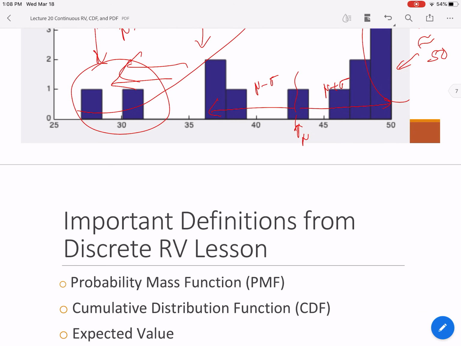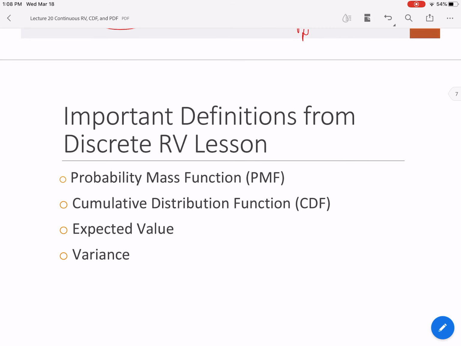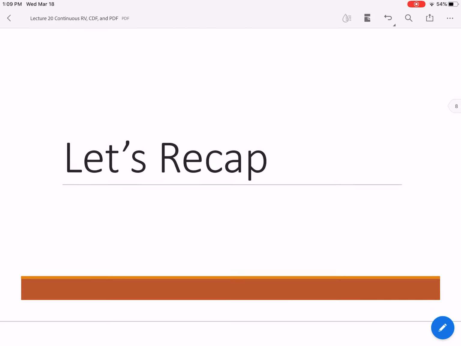So let's move on. In this lecturette, we are going to cover some of the important terms that we have seen in unit number 2, because these terms will carry over really nicely to continuous random variables, and it will help you understand continuous random variables far better. Those terms are probability mass function, cumulative distribution function, expected value, and variance. So let's recap these terms one by one.